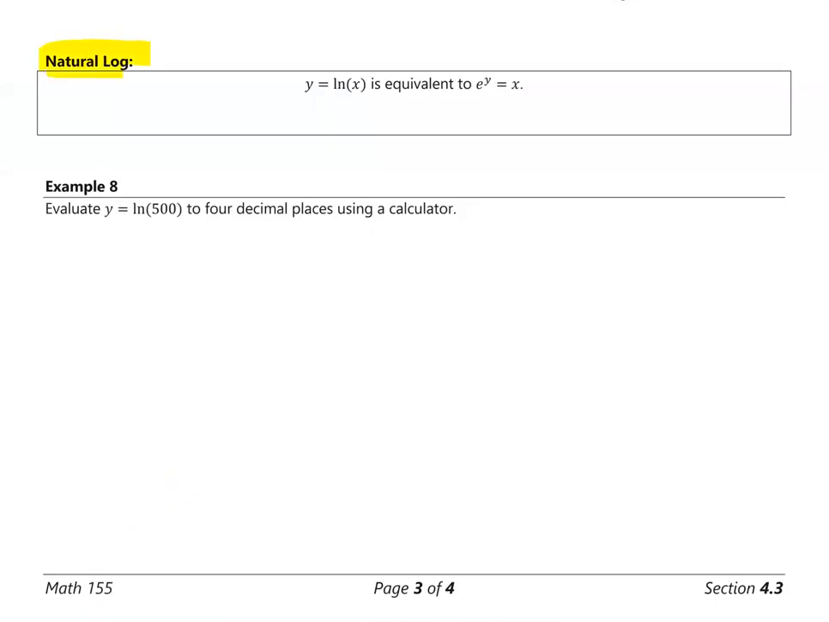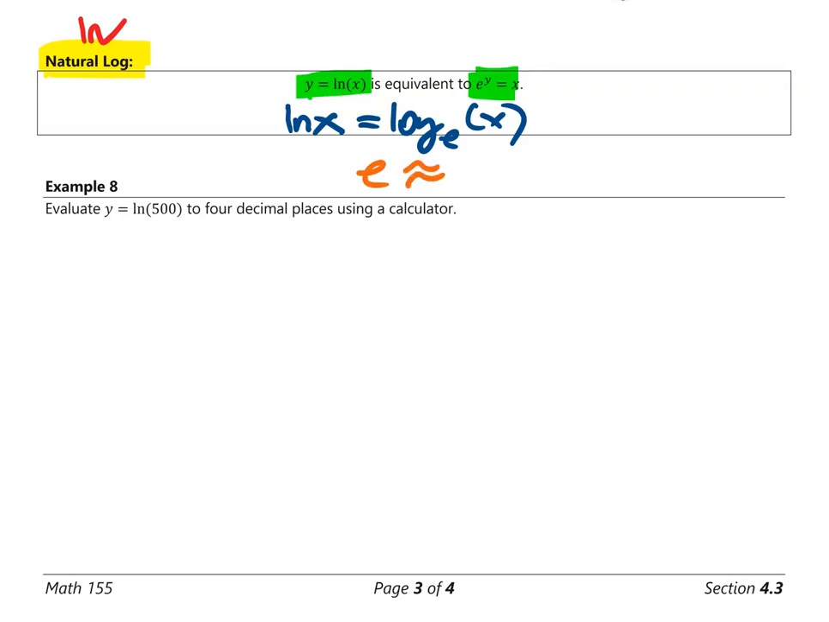Next is natural log. This is ln. And y equals ln x is equivalent to e to the y equals x. Say that ln of x is equal to log base e of x. And we know that e is approximately equal to 2.718.